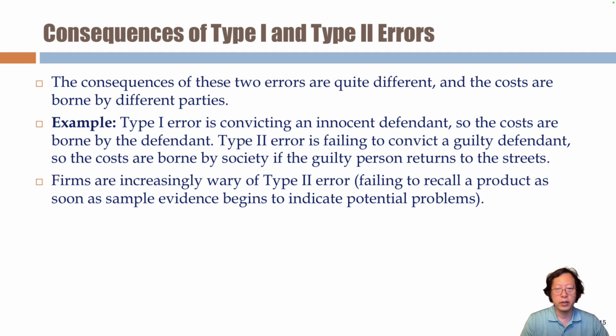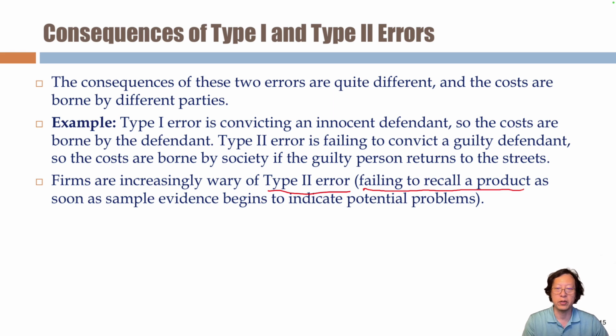So firms are increasingly worried about the type 2 error, failing to recall the product as soon as the sample evidence begins to indicate a potential problem. You don't want to release some product that has a problem. You want to recall the product as soon as possible. So that is type 2 error. Even though the product has some problem, you may fail to reject the null hypothesis.